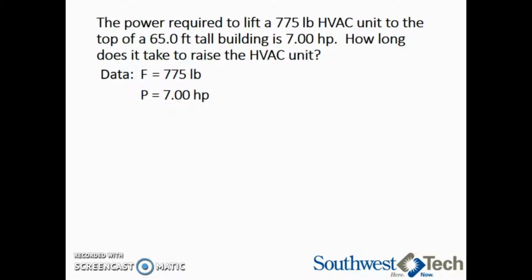However, when we are going through power calculations, power should be in foot-pounds per second, not horsepower. Therefore, we are going to convert 7 horsepower into foot-pounds per second. The conversion is that 1 horsepower is equal to 550 foot-pounds per second. After multiplying, we see that 7 horsepower is equal to 3,850 foot-pounds per second. The last piece of information we are given in this problem is the distance S is equal to 65 feet, which is the height of the building.